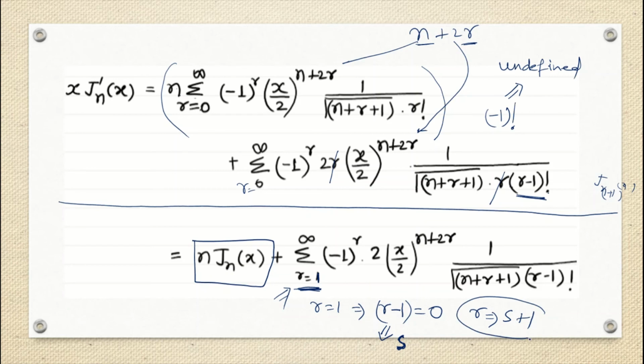Fine. So now in the next term, instead of r, I am going to write down s plus 1. This is n plus 2, and this is s plus 1. Similarly, instead of r, it will be s plus 1, and here the series will start with s equals 0, and here it will be factorial s. So in this case, it is okay. Both problems got solved.